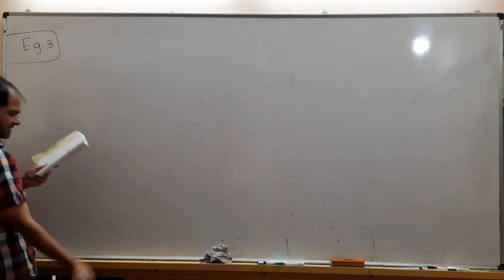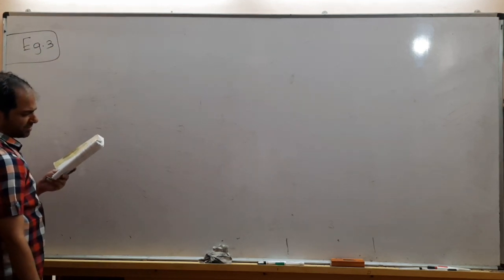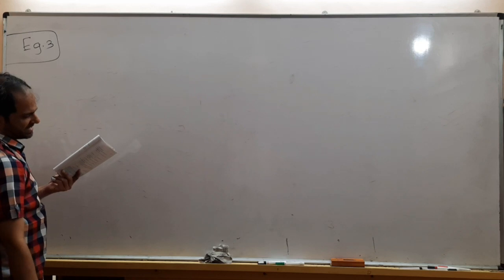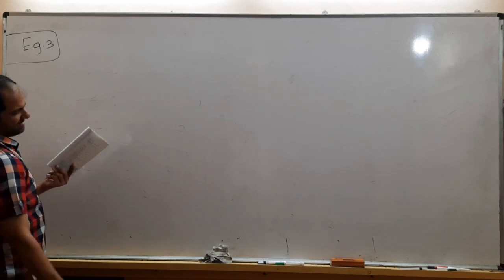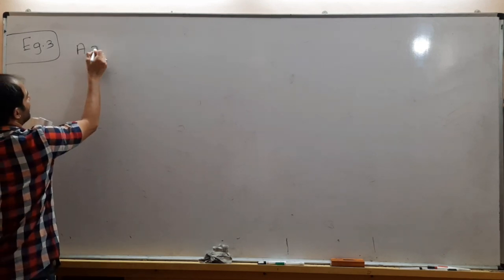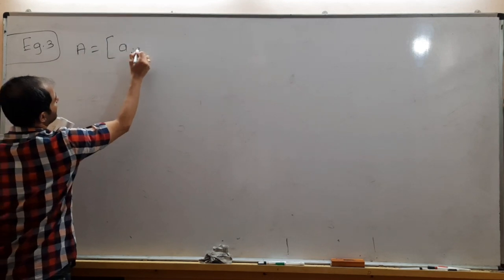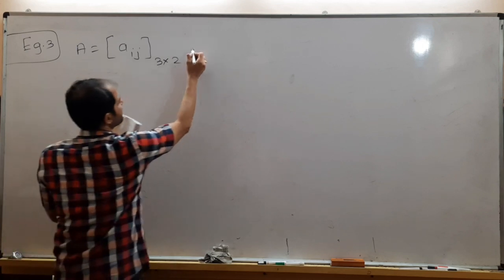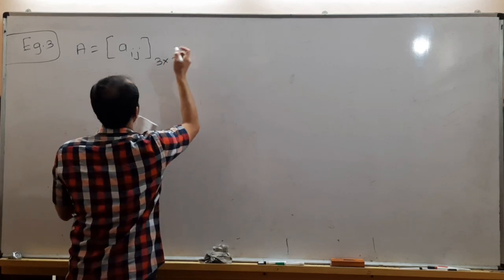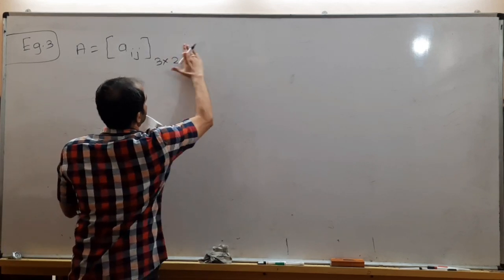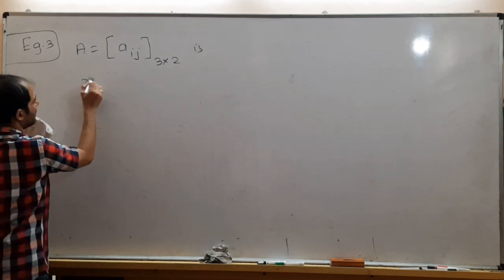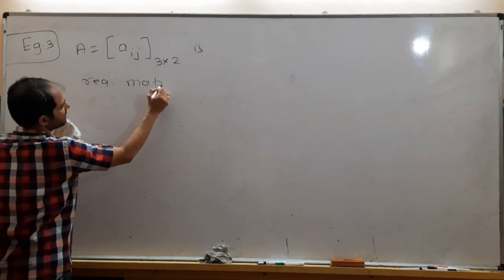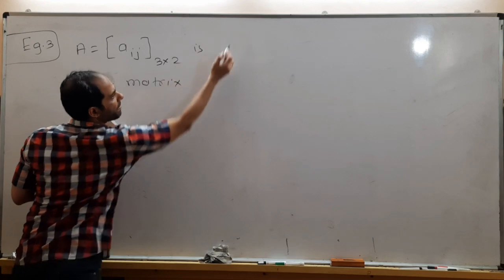Example number 3 says, construct a 3 cross 2 matrix whose elements are given by the formula aij is half mod of i minus 3j. So, A is aij of the order 3 cross 2 matrix. A is the given matrix, A is the required matrix. Okay.